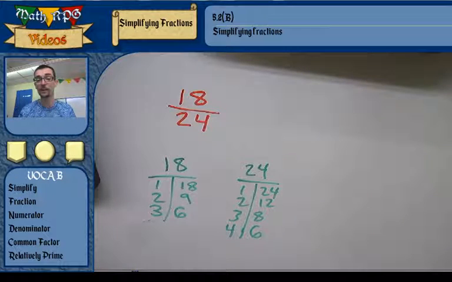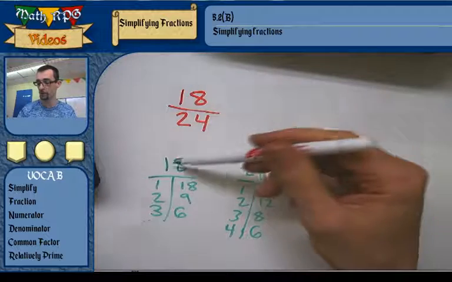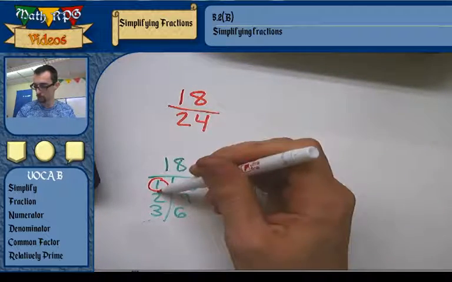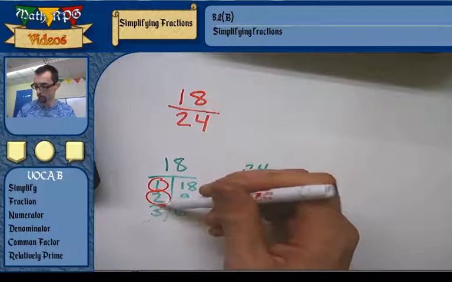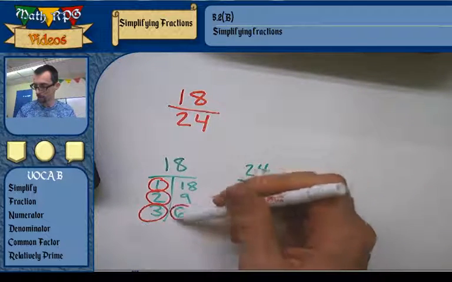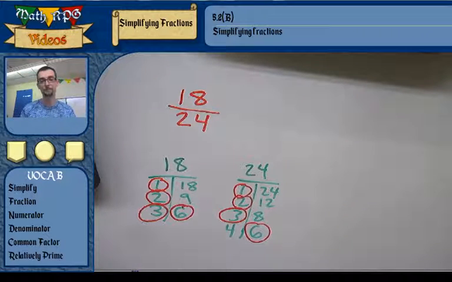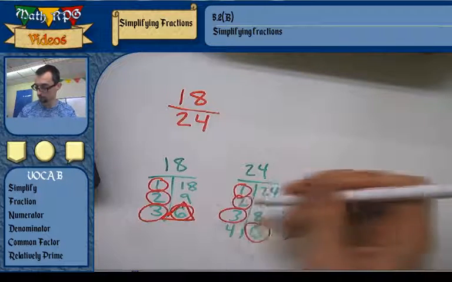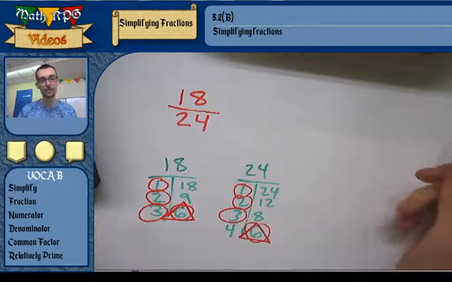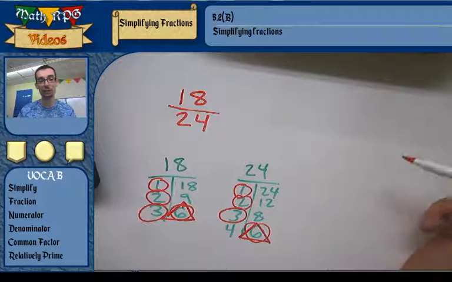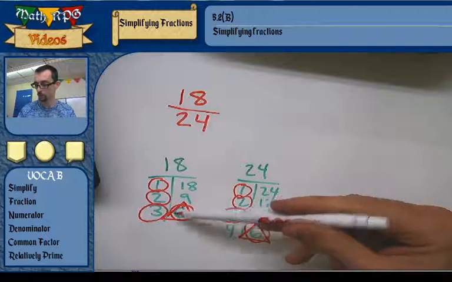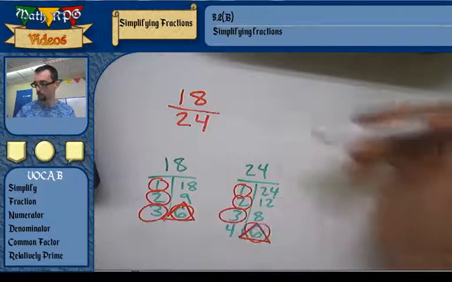All right, which factors do the two numbers share in common? Well, they both have a 1, they both have a 2, they both have a 3, and they both have a 6. Okay. Which of those factors that they share in common is the greatest? Well, it would be 6. And here's my shortcut. My reduced fraction will just be the next door neighbor of that greatest common factor. So in this case, my reduced fraction will be 3 over 4.